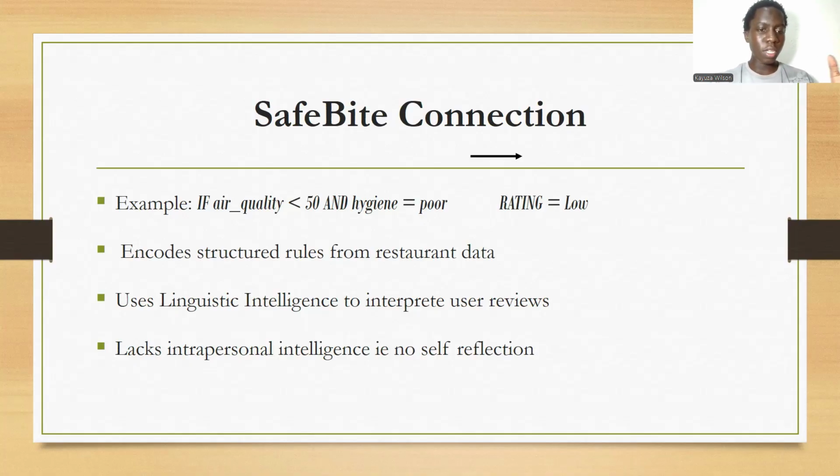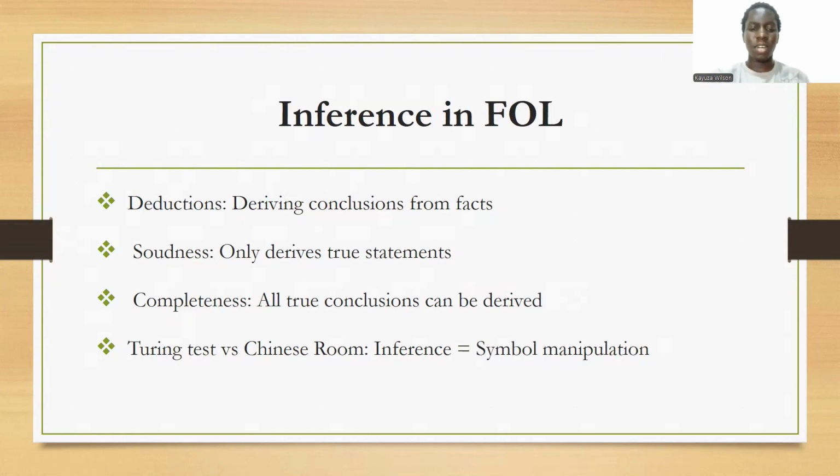So the disadvantage about this is that it lacks interpersonal intelligence. SafeBite does not really have self-reflection. After making a decision, it's a final decision. It does not actually reason about its reasoning. Inference in first order logic is about using reasoning rules to derive new knowledge from existing facts.